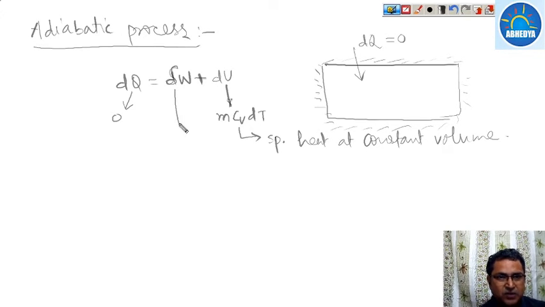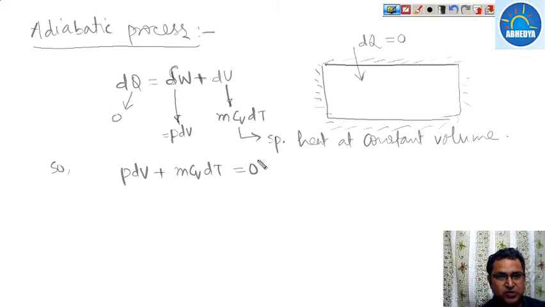And what about the work done? With the piston cylinder arrangement, the work done is equal to PdV, where P is the pressure and dV is the change in volume. So PdV plus mCv dt becomes 0 in the case of the adiabatic process.